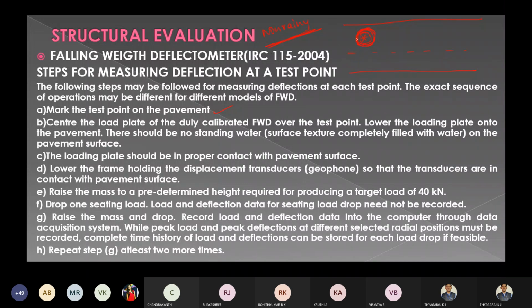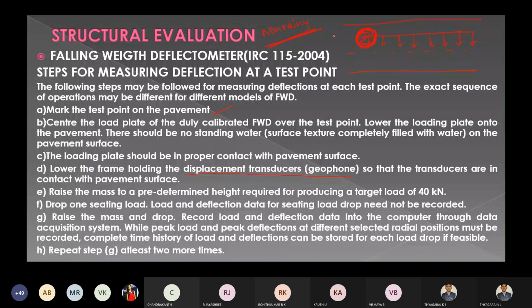You are going to lower the circular plate over this point. The loading plate should be in proper contact with the pavement surface. You place the loading plate on this and lower the frame holding the displacement transducers. You are going to hold the transducers like this, at positions 0, 1, 2, 3, 4, 5, 6, 7. So you lower the deflection transducers onto the pavement surface.